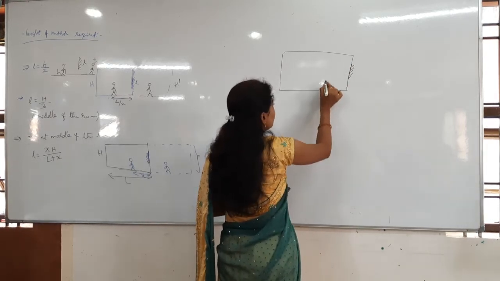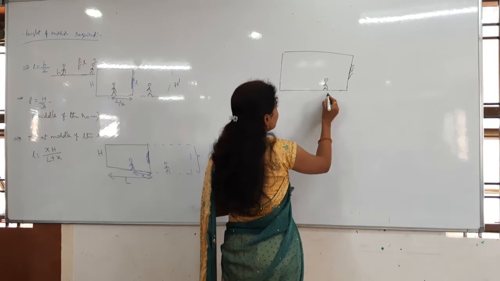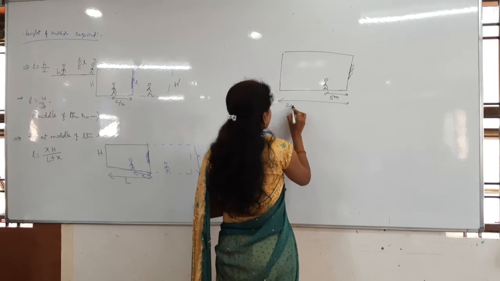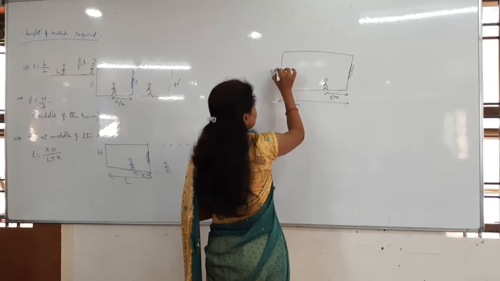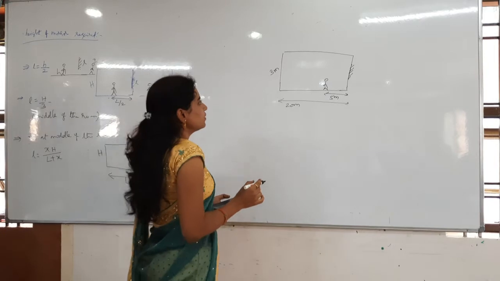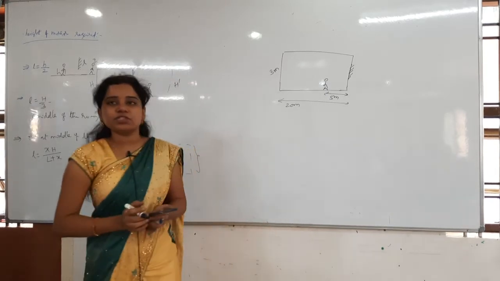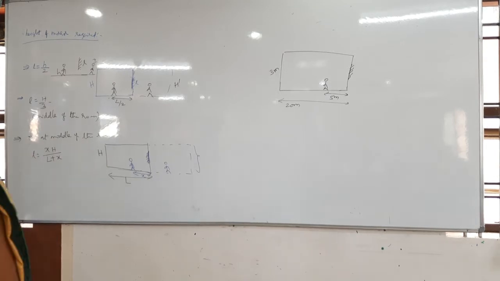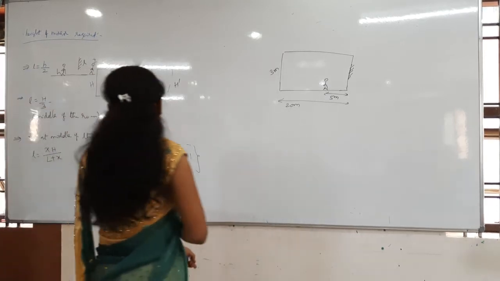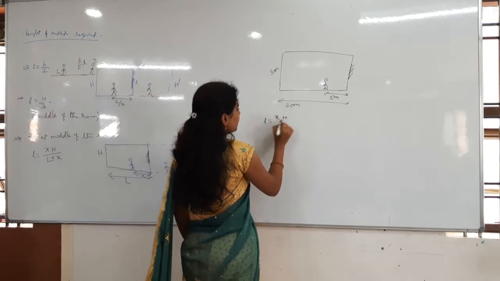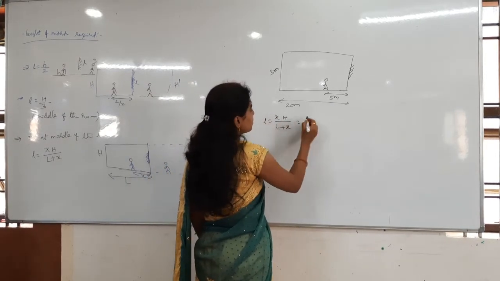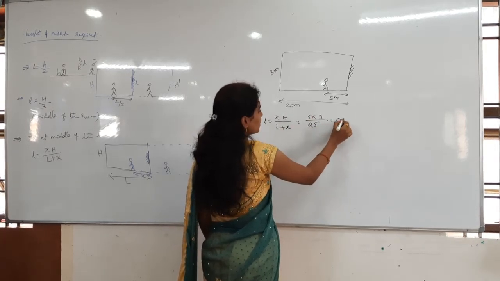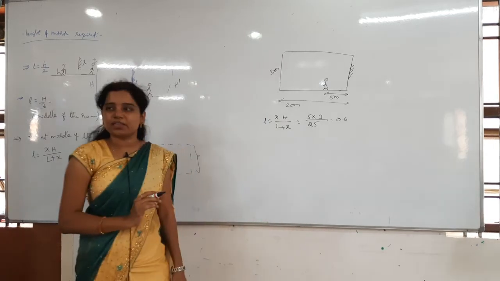This is a mirror, the man is standing. Where is he standing exactly? 5 meters. The length of the room is 20 meters, and the height of the wall is 3 meters. He wants to see the full image of the wall behind him. At that time, what should be the minimum length of the mirror? We already know the formula: l = xH/(L + x). Then x = 5, H = 3, and L + x is 25. The answer is 0.6.